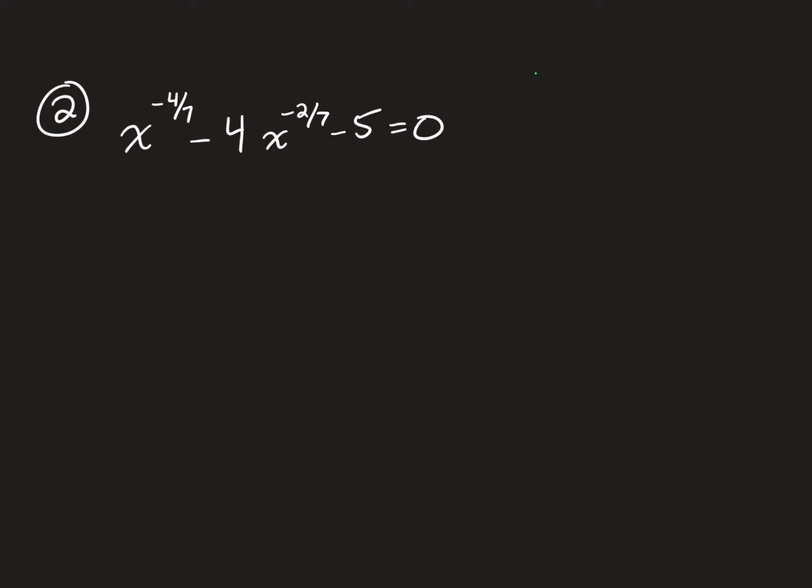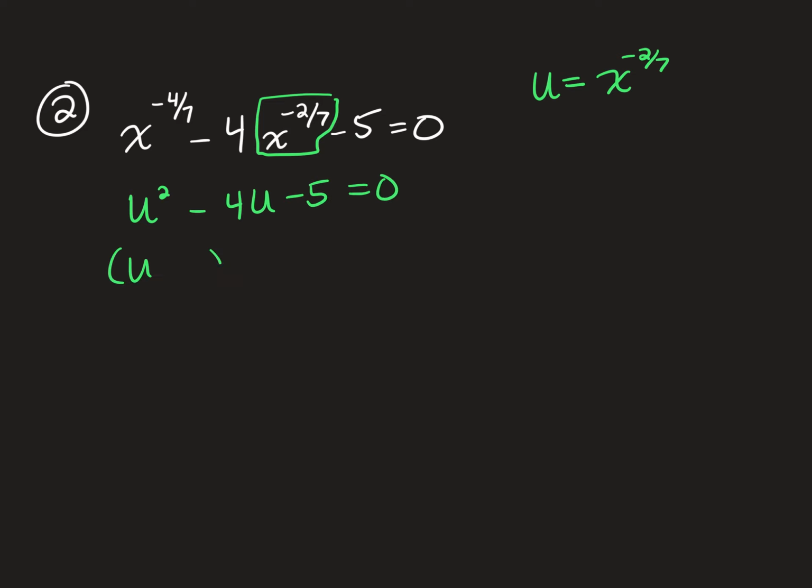So then I'm going to decide that we're going to call u whatever this middle variable and exponent are, ignoring the 4 in front. All right, so now I can start replacing things. I know I have to multiply -2/7 by 2, so it's u squared minus 4 times u minus 5 equals 0. And then once again, we've got a factor.